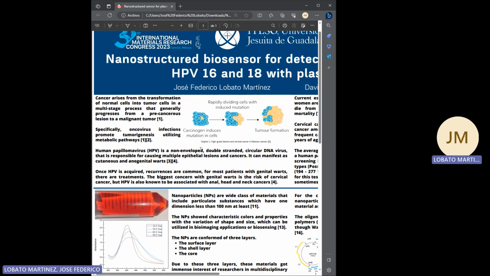Once HPV is acquired, recurrences are common. For most patients with genital warts, there are treatments. In about 60% of the cases in women and men, genital warts resolve spontaneously. The biggest concern with genital warts is the risk of cervical cancer, but HPV is also known to be associated with anal, head, and neck cancers.